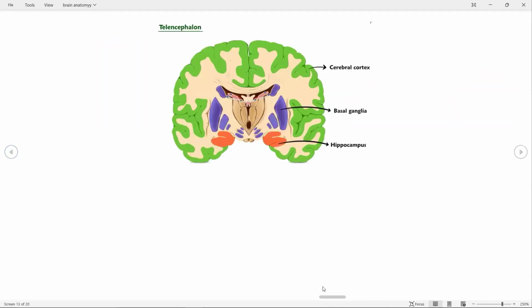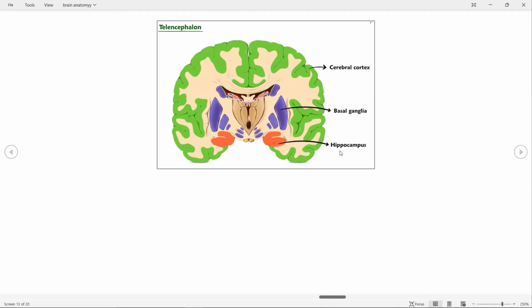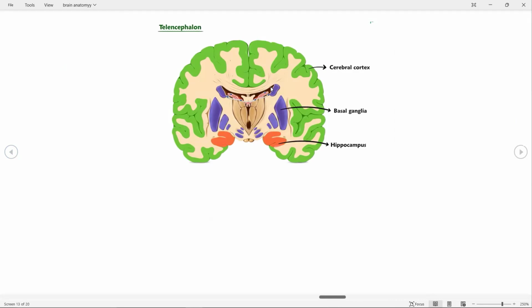And this is telencephalon. Here you could clearly see the cerebral cortex mentioned before. Cerebral cortex is what part? Yeah, the gray matter part. And these insides are the white matter.